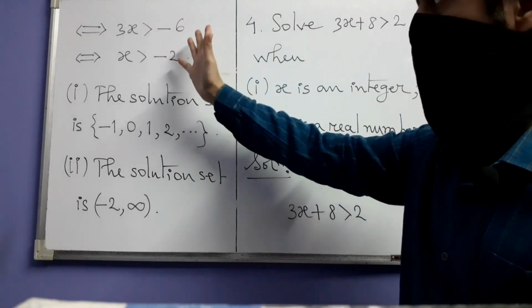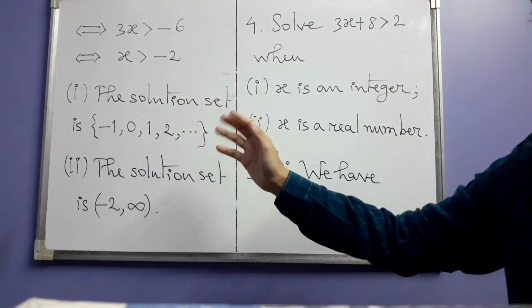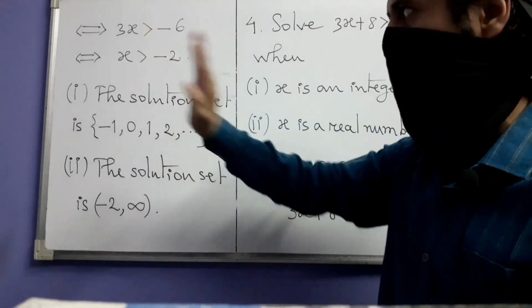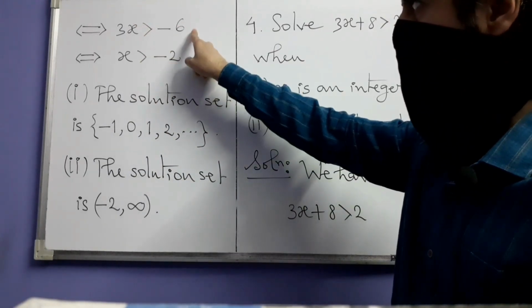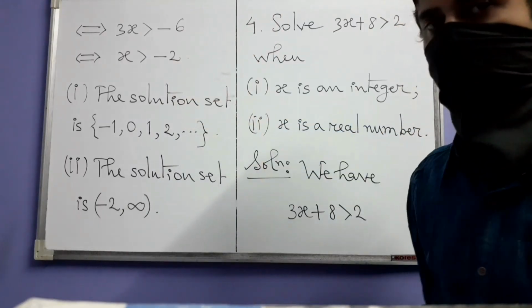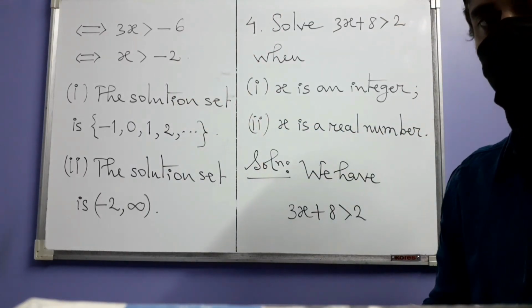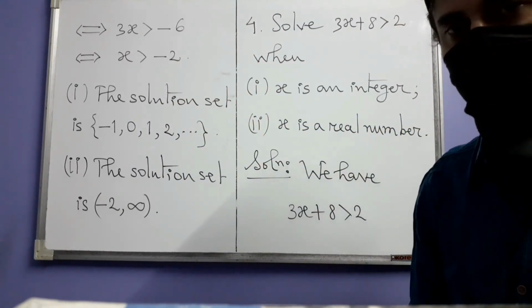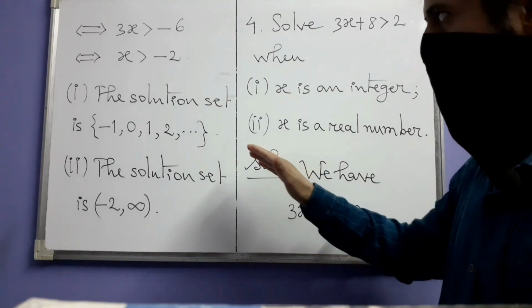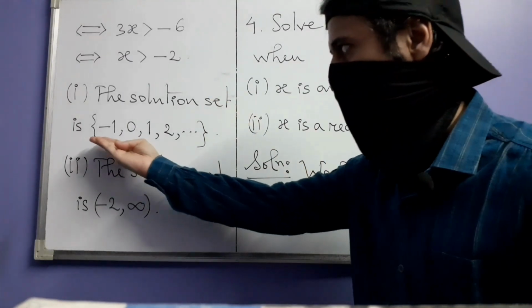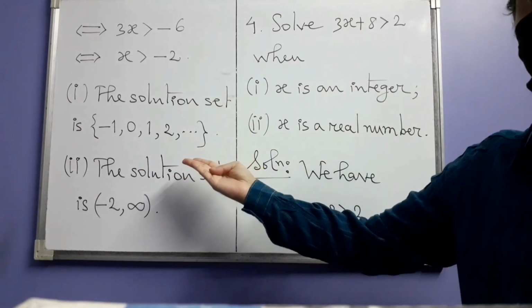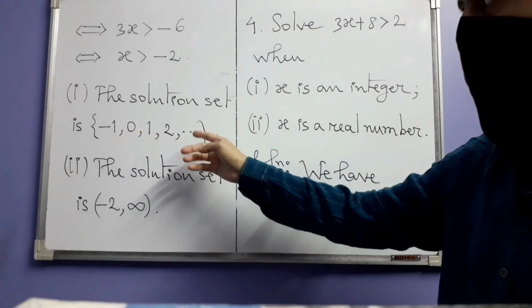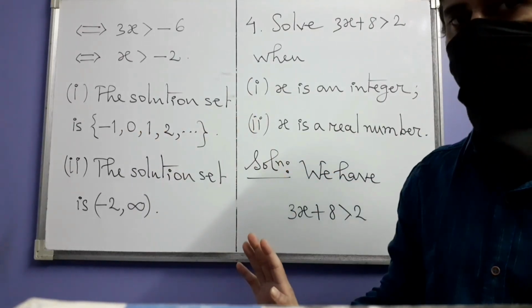And then you divide both sides by 3. Because 3 is positive, the inequality maintains its direction, and minus 6 divided by 3 is minus 2. So here x needs to be greater than minus 2. Now under the restriction that x needs to be an integer, these are the solutions, because these are precisely the integers greater than minus 2.